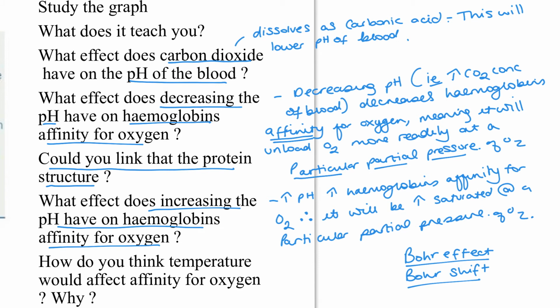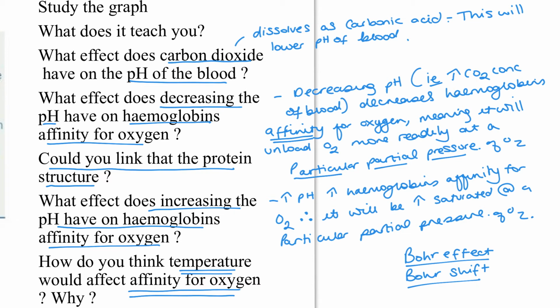So then, thinking just about protein structure, we can readily answer this question. How do you think temperature would affect the affinity for oxygen? Well, we know that increasing the temperature destabilizes proteins, whereas decreasing the temperature increases the stability of proteins. So at higher temperatures, the hemoglobin is going to bind less readily. It's going to have a lower affinity for oxygen, and it is going to more readily give up its oxygen at tissues. So an increase in temperature would cause the curve to shift to the right, and a decrease in temperature would cause the curve to shift to the left.